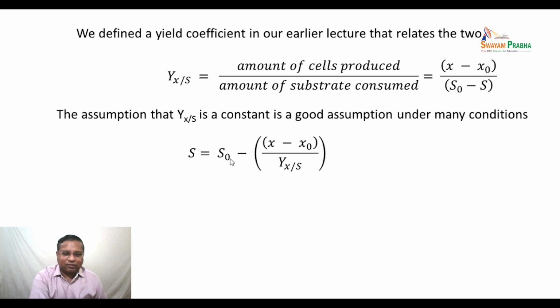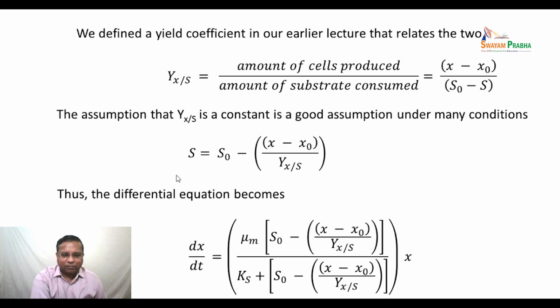S naught is a constant. S naught is the total substrate concentration that is usually known. Similarly, x naught is the initial cell concentration, assuming there is not much of a change in the lag phase. That is also known. So we are actually interested in relating the variables s and x. So s equals s naught minus (x minus x naught) by Yx/s, directly from the definition here.